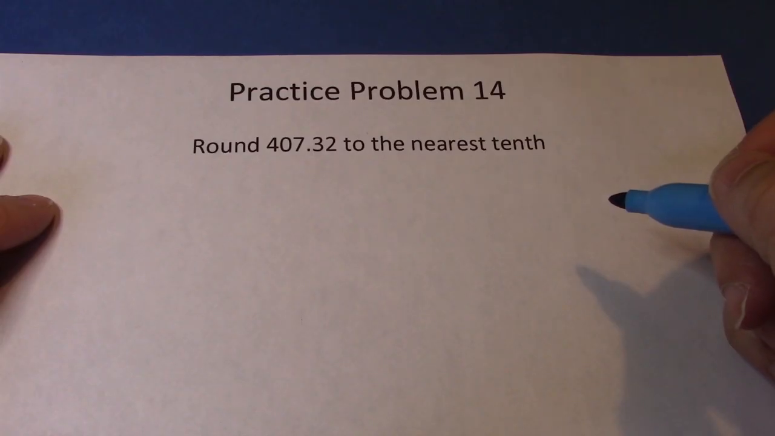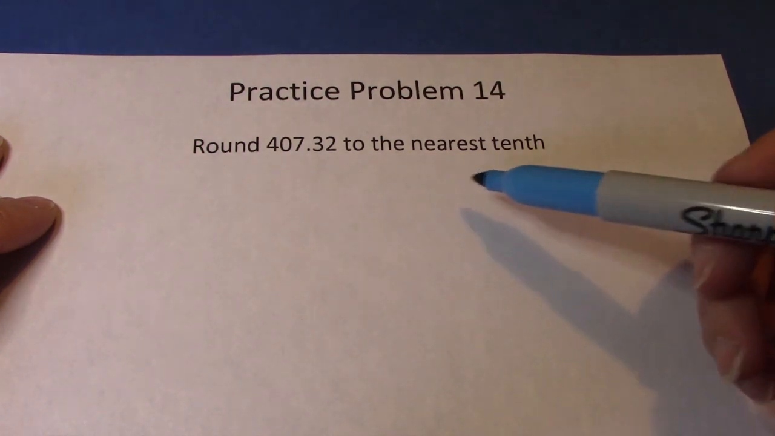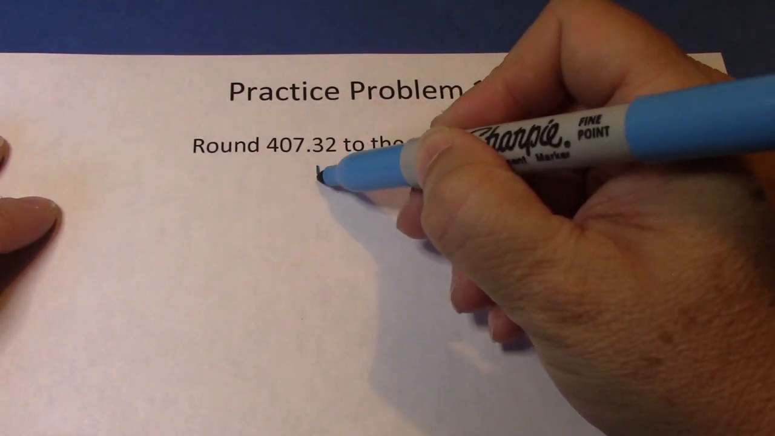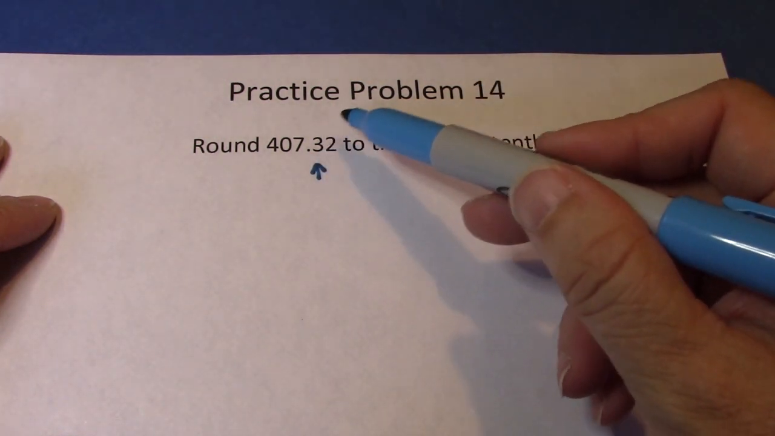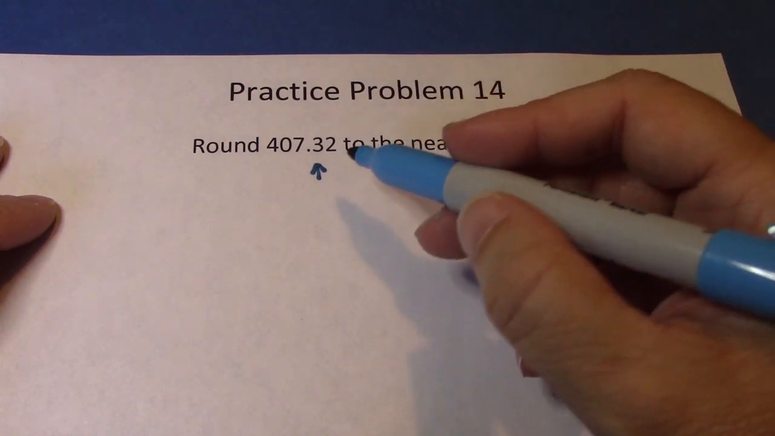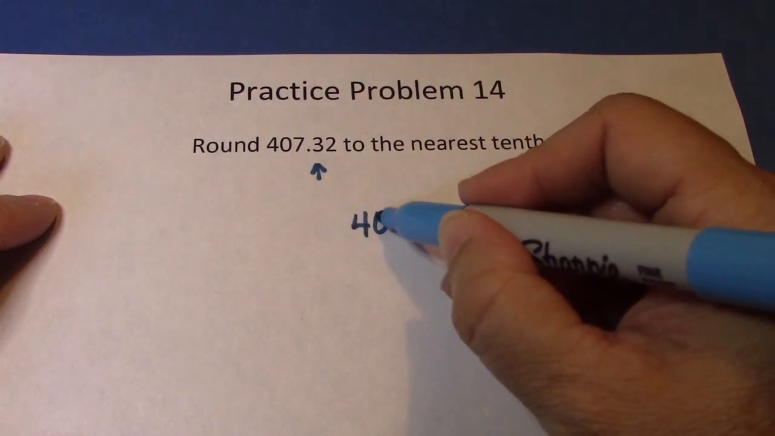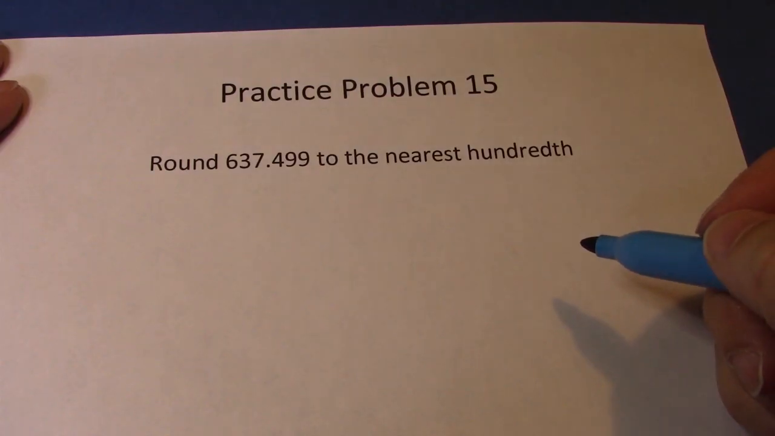Problem 14 is some rounding. We want to round 407 32/100 to the nearest tenth. Remember, the tenths are here, the first digit after the decimal. So we look at the next one after that. We look at the 2. It's less than 5, so we keep the 3. 407 3/10.